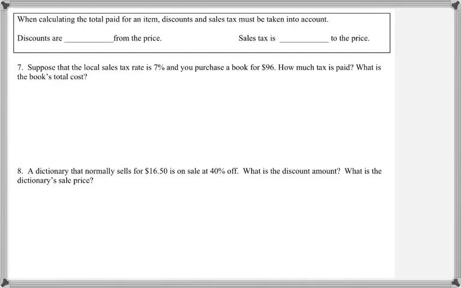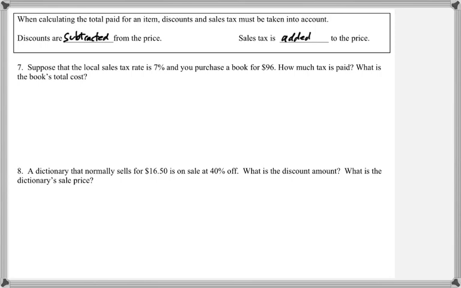When calculating the total paid for an item, discounts and sales tax must be taken into account. So discounts are subtracted from the price and sales tax is added to the price.